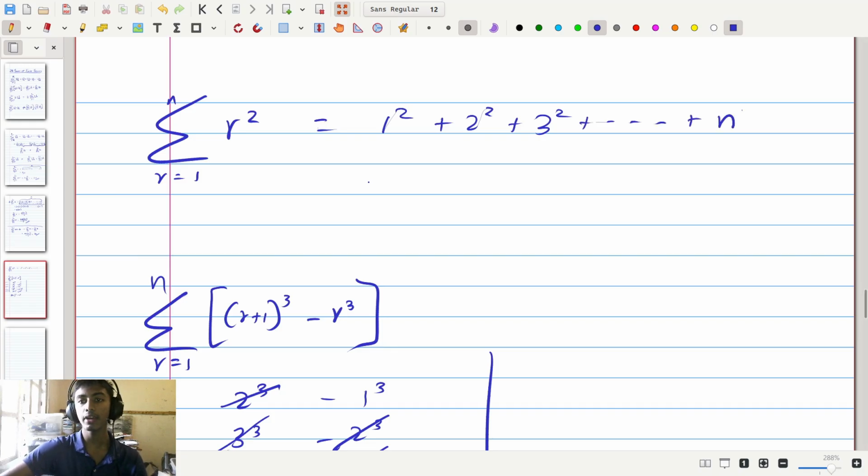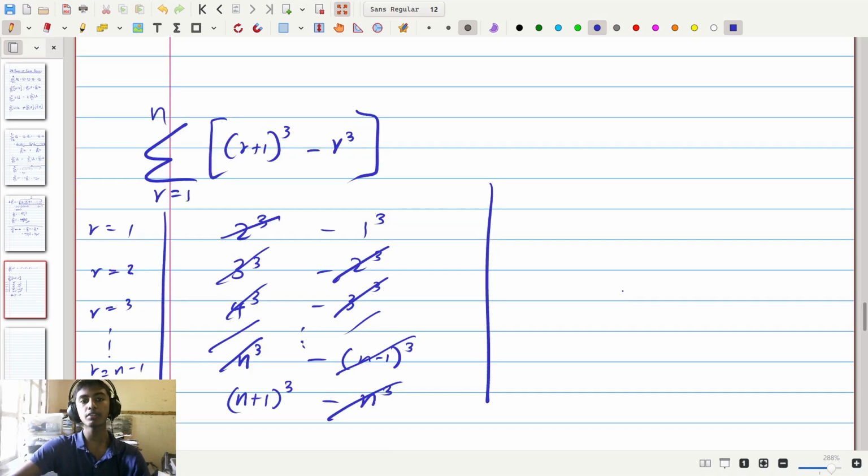until we get to n squared? Well, we can get this result if we simply consider what each of these individual terms is equal to and consider writing this sum in a different way. Here we can see that this sum is the sum of all terms of r plus 1 cubed minus r cubed from r equals 1 up to n.